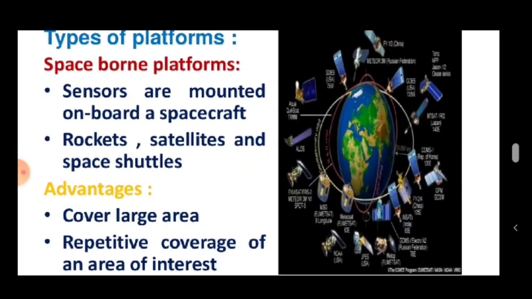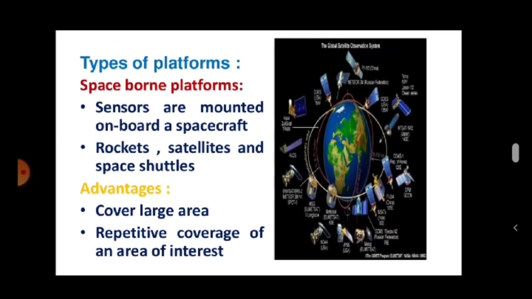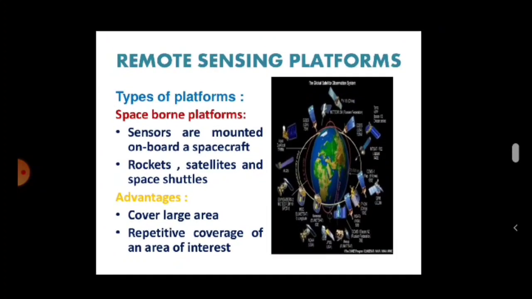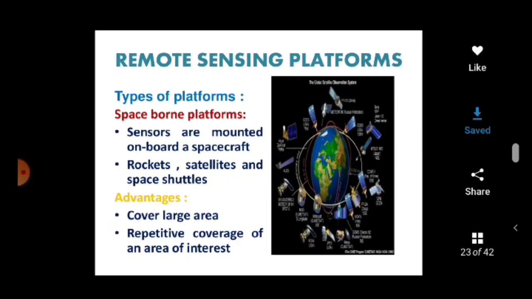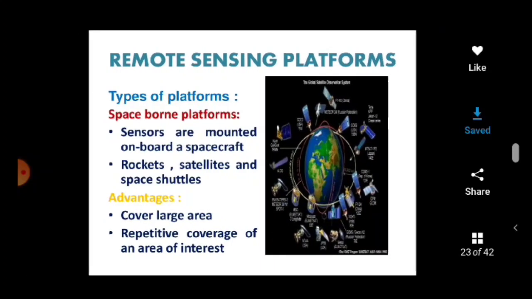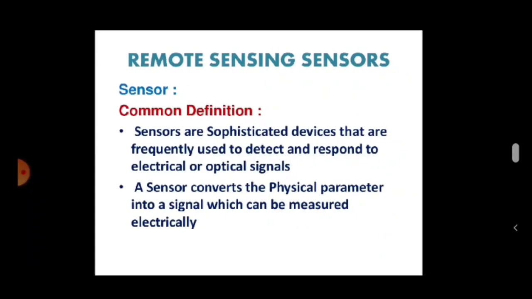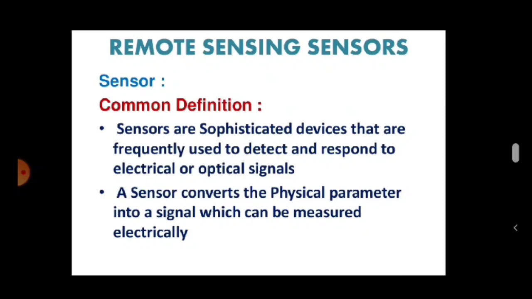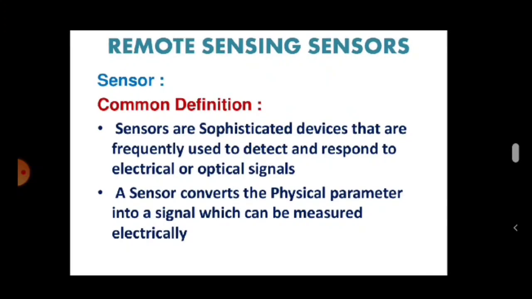Therefore, we can discuss satellites under these spaceborne platforms, and I told you the characteristics of satellites and their orbital characteristics. Then we come to the sensors. It's one of the key things we have to discuss in remote sensing.